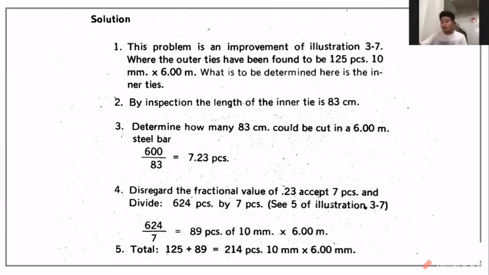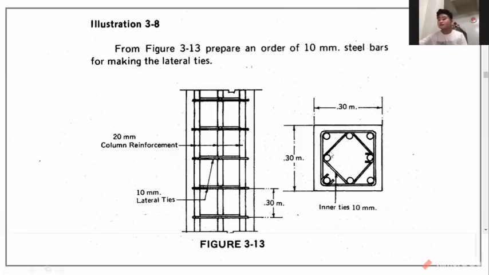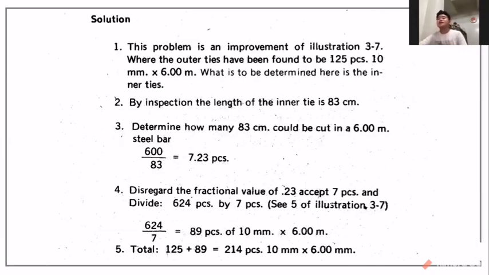I don't have the one number. Here, this is actually illustration 3 to 7. And we'll just add this inner ties. So we already got the outer ties, so we'll just get the inner ties and then add all of them. So we have 624 divided by 7 pieces. So we have 89 pieces of 10 millimeter by 6 meter.